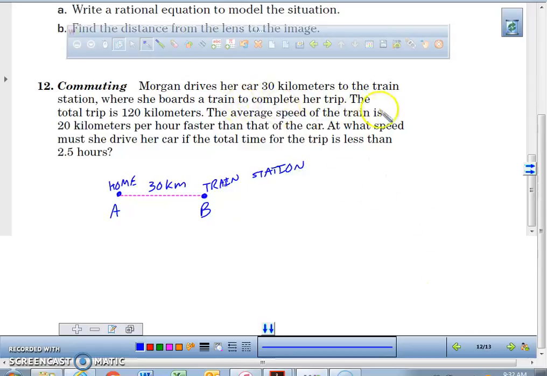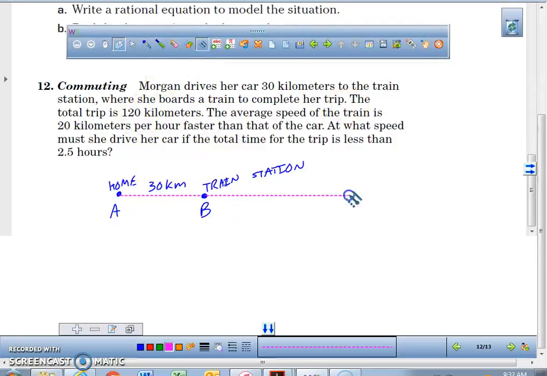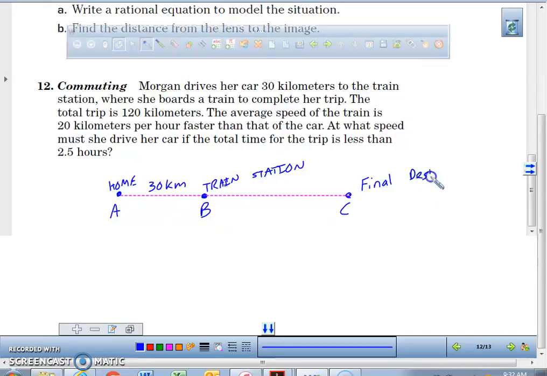All right, and then she boards a train to complete her trip. The total trip is 120 kilometers. So we'll put over here C, and we'll say C represents her final destination. Not the horror movie where everybody dies, but just her place where she finally comes to an end.